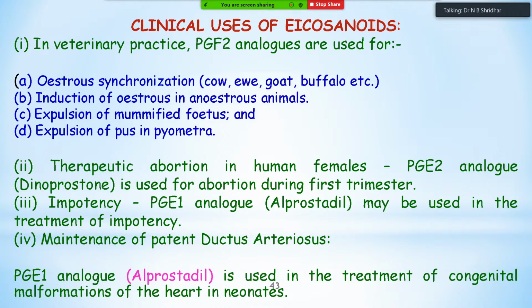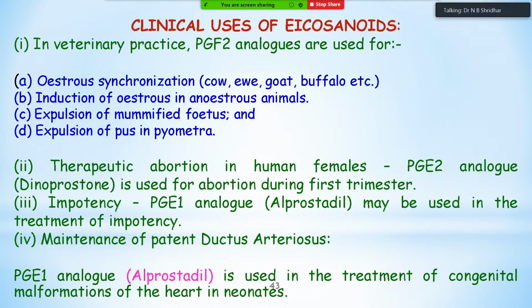So, coming to the clinical uses of the eicosanoids, yesterday we discussed the agonists, especially in veterinary practice, where PGF2 alpha analogs are used for estrus synchronization programs. Varieties of these drugs are used in estrus synchronization or controlled breeding programs, and for induction of estrus in anestrus animals, that's also another use, and expulsion of mummified fetus and expulsion of pus in pyometra. So these are all the common uses of PGF2 alpha analogs.